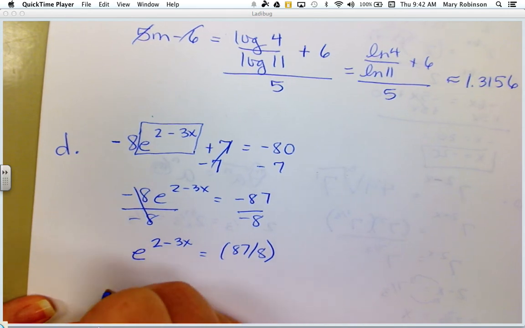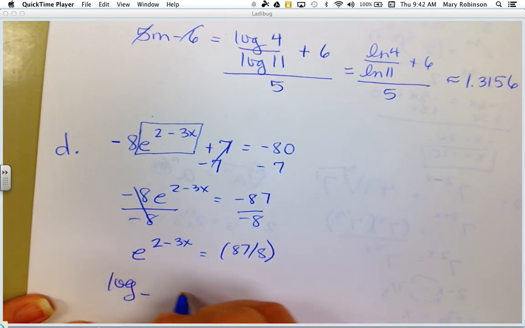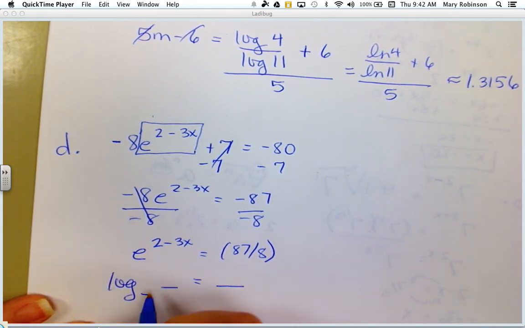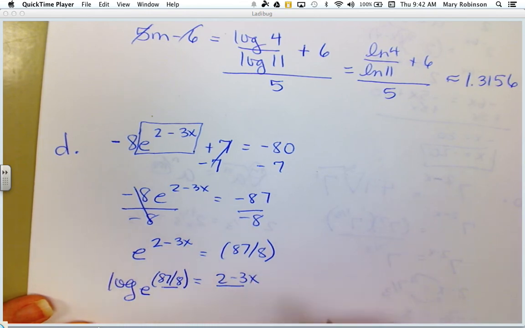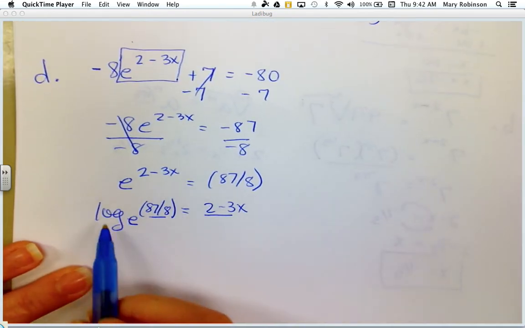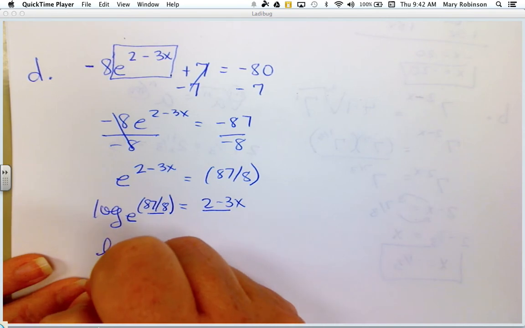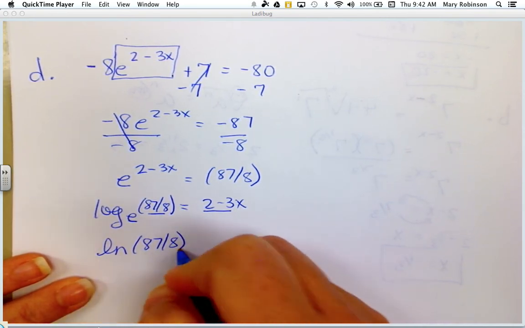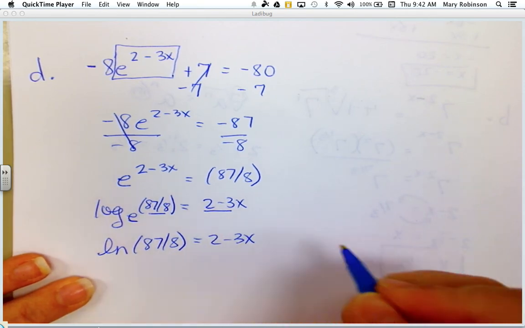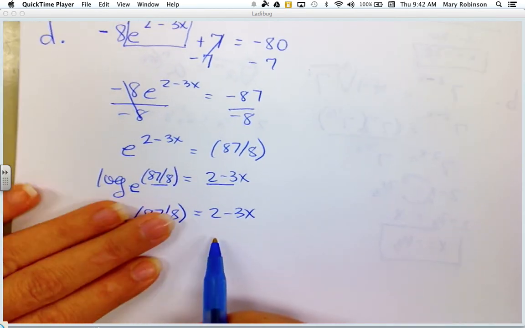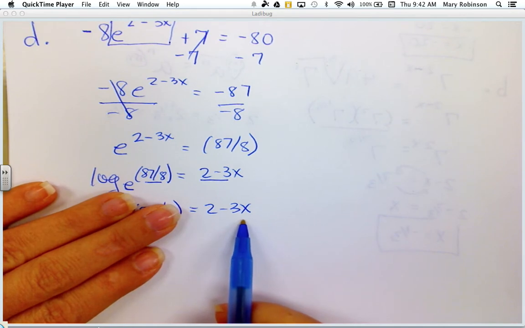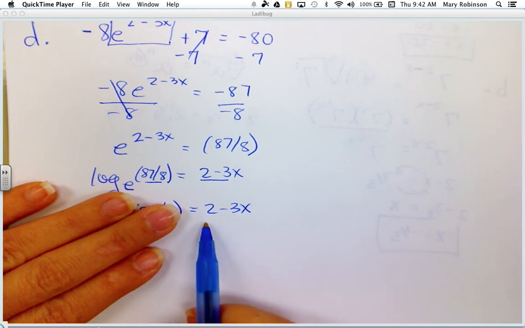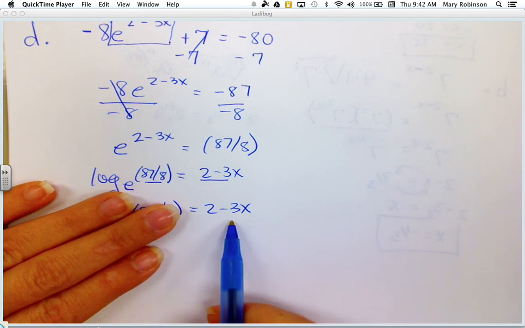I'm going to convert to log form. So remember, log base of a number equals a number. So it's going to be log base e of 87/8 equals 2 minus 3x. Well, remember, log base e is really the natural log. So it's natural log of 87/8 equals 2 minus 3x. So what you need to think about is, what do you now need to do to isolate x? Hopefully you see that you need to first subtract 2, then divide by -3.